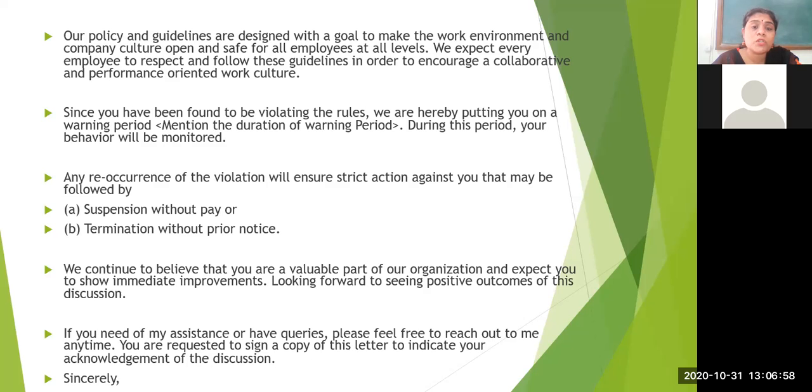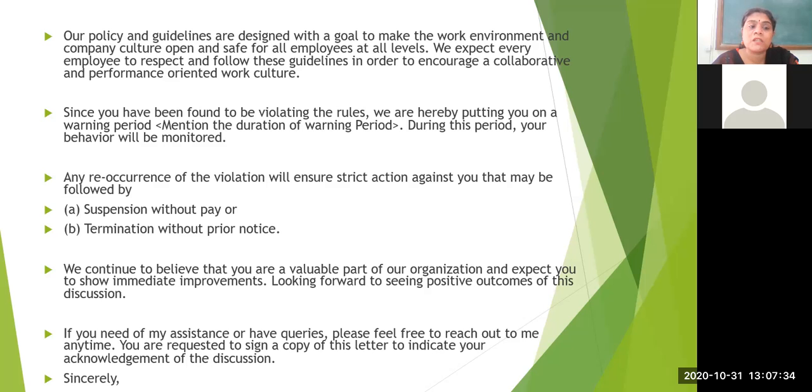period. Mention the duration of the warning period. During this period your behavior will be monitored, and they are giving the chance to the person who committed the misconduct in the organization to use that time to improve his behavior according to the rules and regulations of the company's policy. So again the duration is mentioned, like you are getting 2 months, 3 months, 6 months, and we are monitoring your behavior.